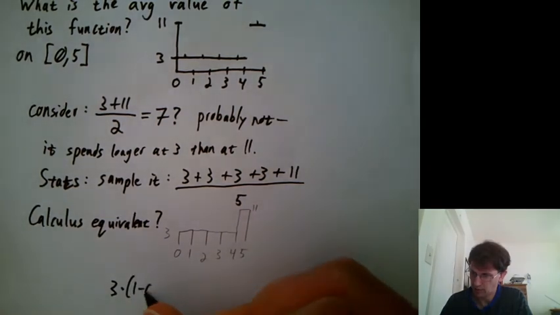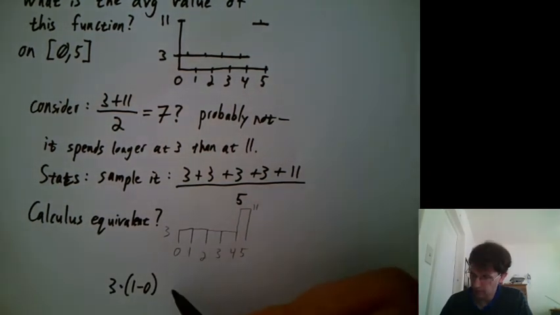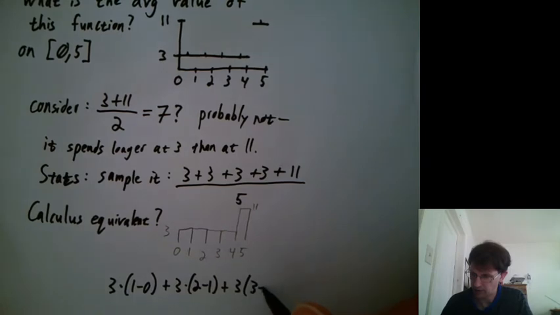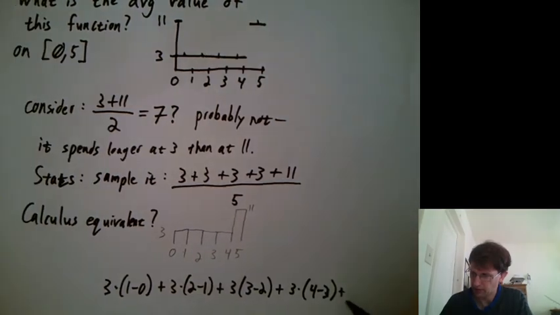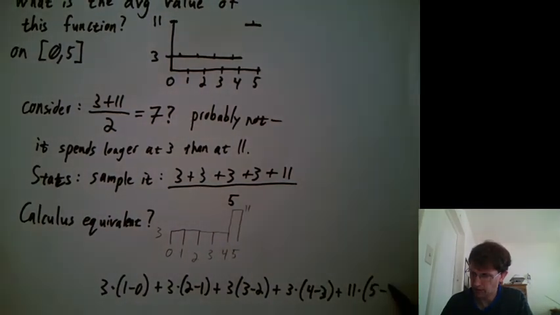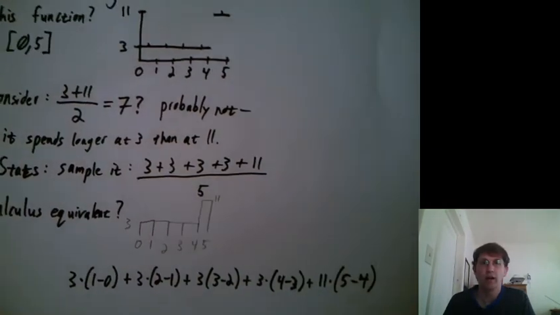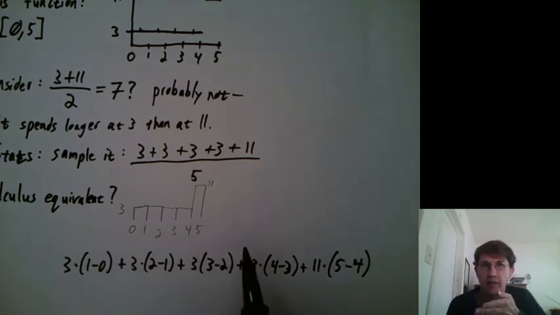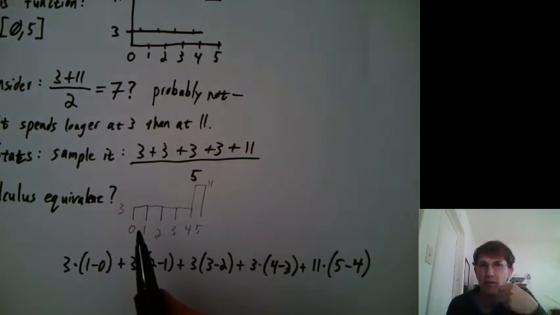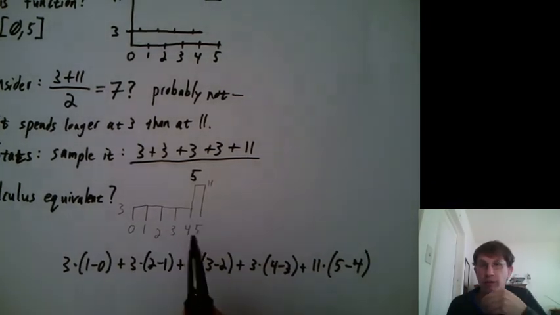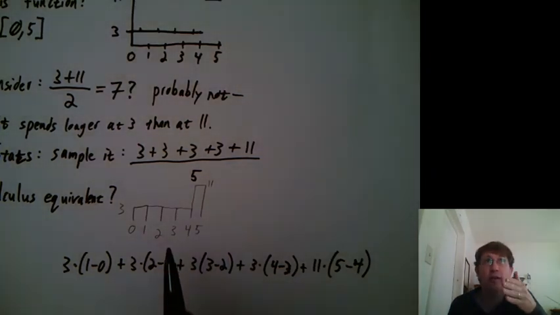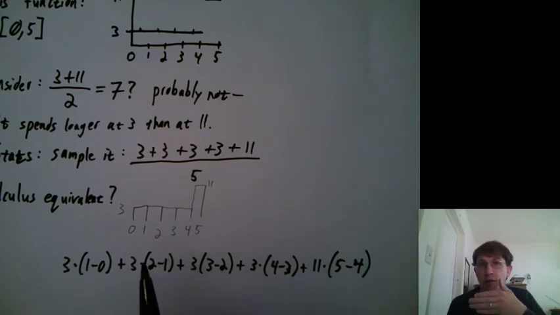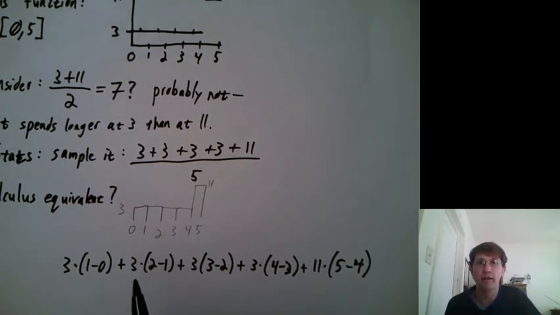3 times 1 minus 0 for that first box, plus a height of 3 times 2 minus 1, plus a height of 3 times 3 minus 2, plus a height of 3 times 4 minus 3, plus a height of 11 times 5 minus 4. You might wonder, why am I writing this subtraction every single time? Can't I just write a width of 1? And I could, but I really like to consider the case when my boxes might not all have the same width. That happens fairly often in applied problems. So it's a question of, do I want to take a shortcut now that doesn't generalize later, or do I want to practice a method now that ends up working well later, even if it takes me a little more thinking this time?